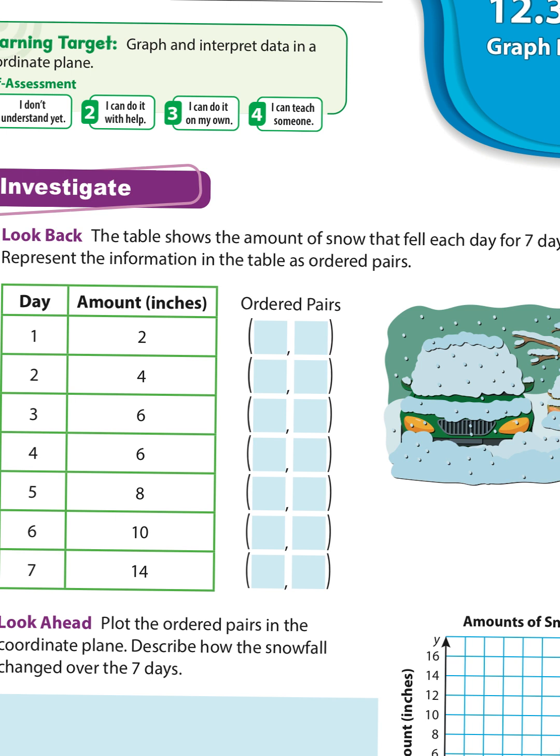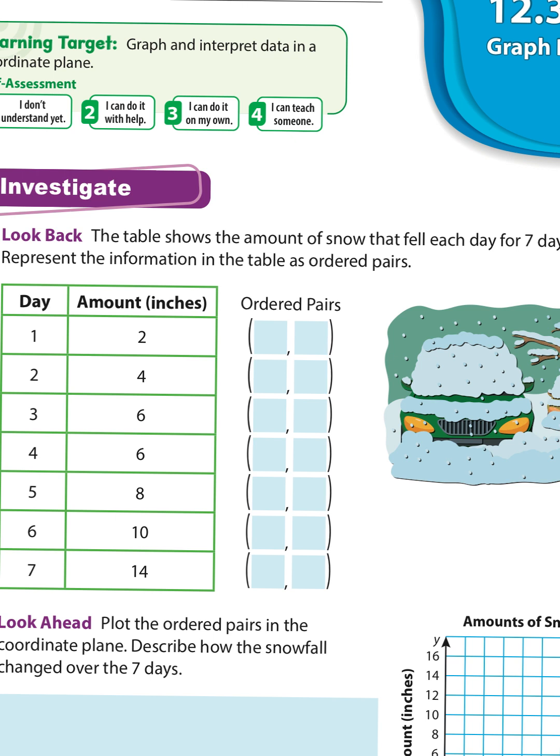Okay, our learning target for today is to be able to graph and interpret data in a coordinate plane. Again, that plane can be called a graph or a grid. Okay, the table shows the amount of snow that fell each day for 7 days. We're going to represent that information in the table as ordered pairs. So I'm pulling out everything from this table and listing these numbers as an ordered pair.